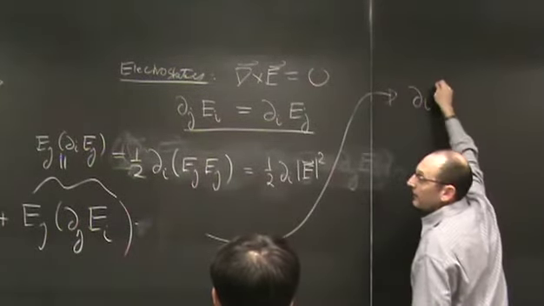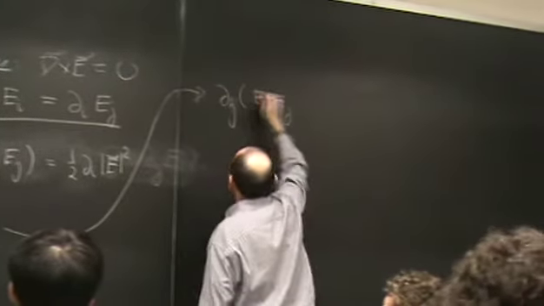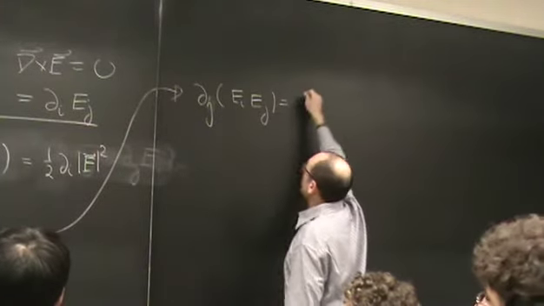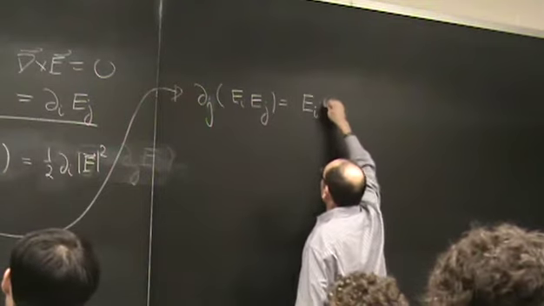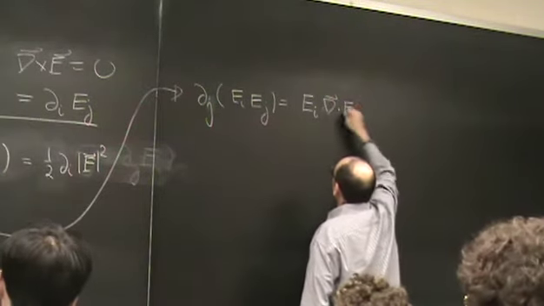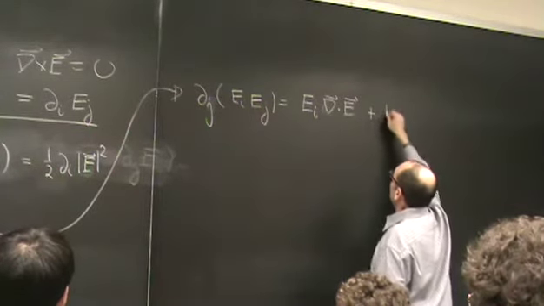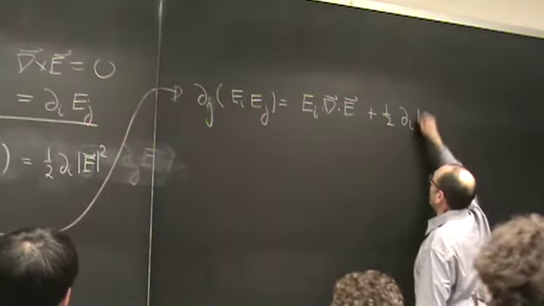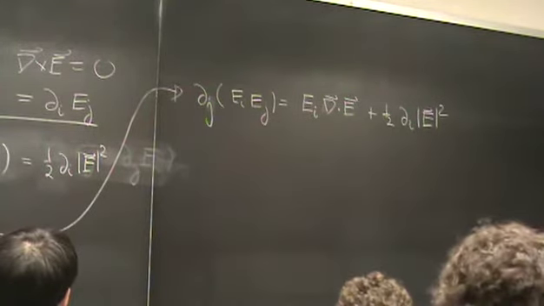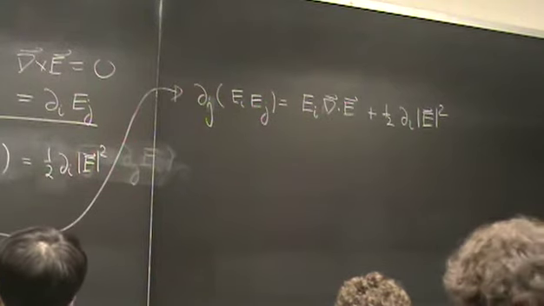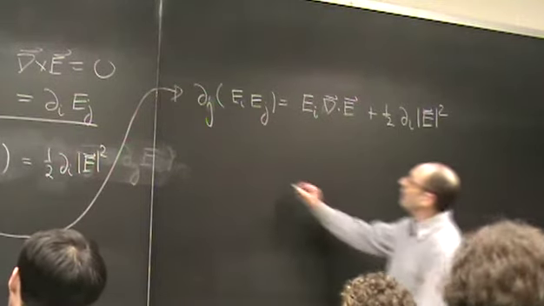We can then say the following. The partial j of E_i E_j is equal to E_i del dot E plus 1/2 partial i of the magnitude of E squared. And so we find the following.